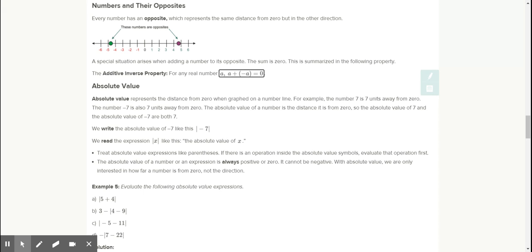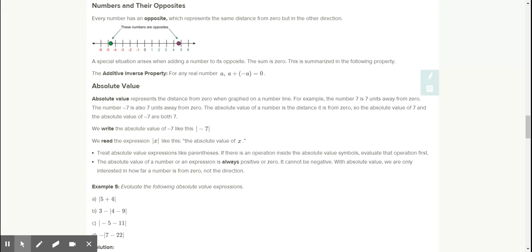So that brings us to absolute value. We looked a little bit at this in some of our problems already when we're ordering numbers. Absolute value represents the distance from 0 when graphed on a number line. For example, the number 7 is 7 units away from 0. The number -7 is also 7 units away from 0. The absolute value of a number is the distance it is from 0. So the absolute value of 7 and the absolute value of -7 is 7.